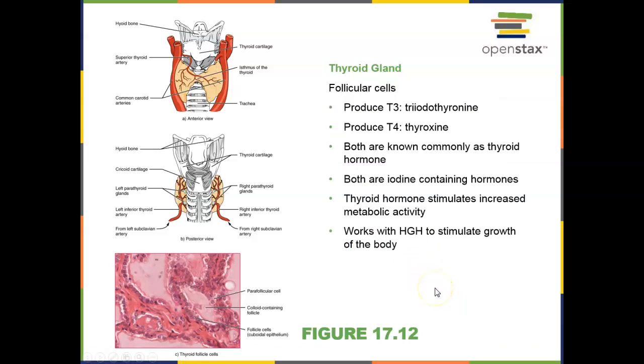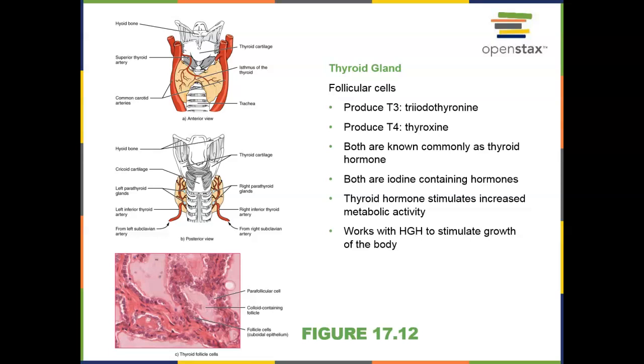So the thyroid gland itself has two groups of cells. We have the follicular cells, and then we have parafollicular cells. And so here we can see a follicle, and here's another follicle, and here's another follicle. So the follicular cells line that follicle, and these are the cells that produce what we call our thyroid hormone. There are two types of thyroid hormone that are produced, T3 and T4, or triiodothyronine and thyroxine. Together, we call them thyroid hormone.